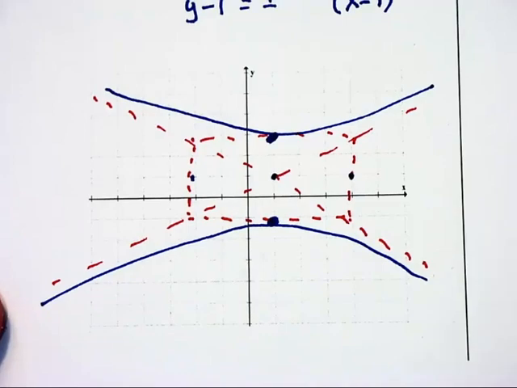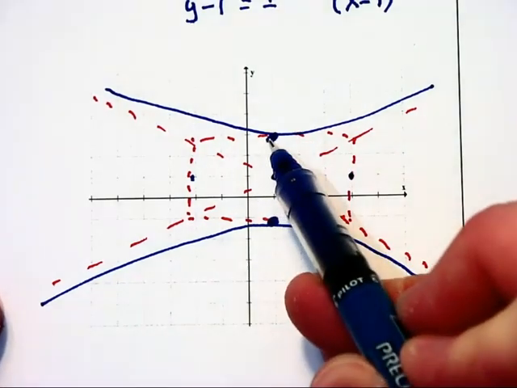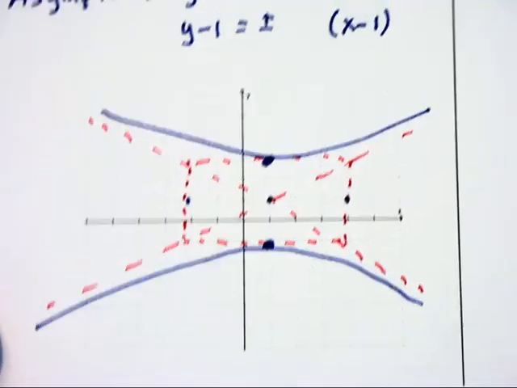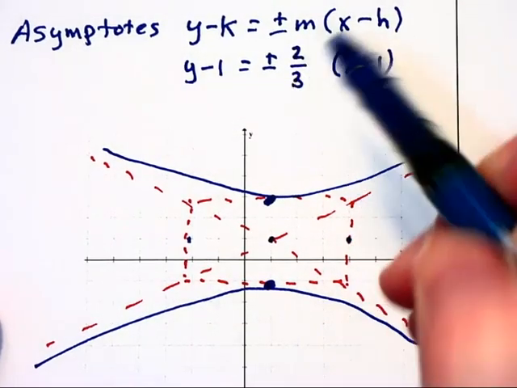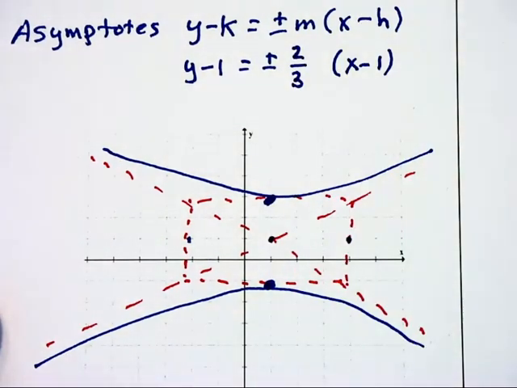Now, notice our box, we went up 2 and over 3, which means the slopes of our asymptotes will be plus or minus 2/3. And I think that finishes everything off here.